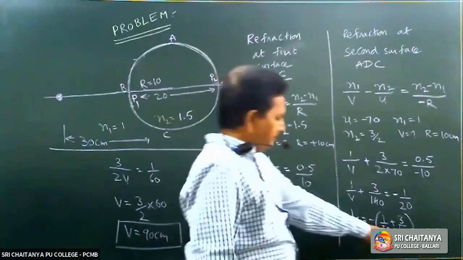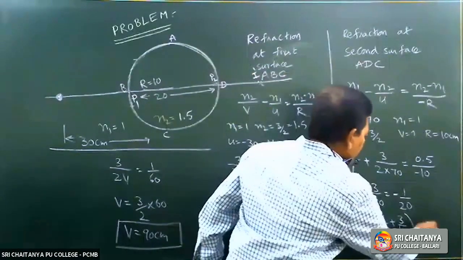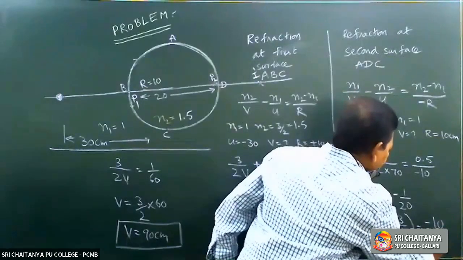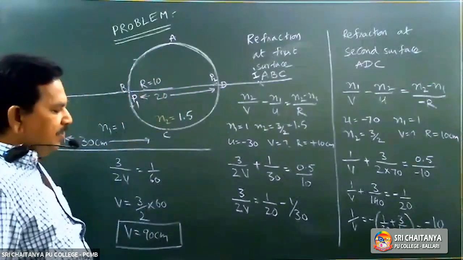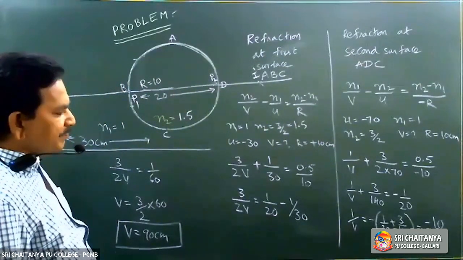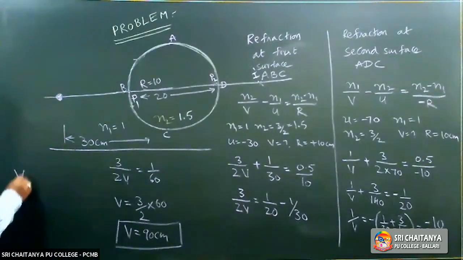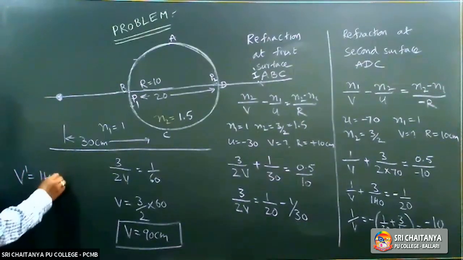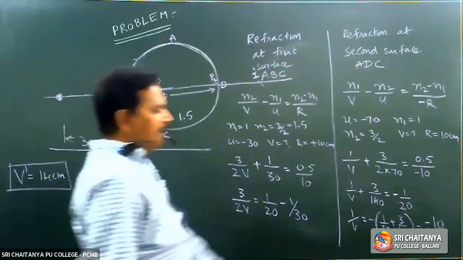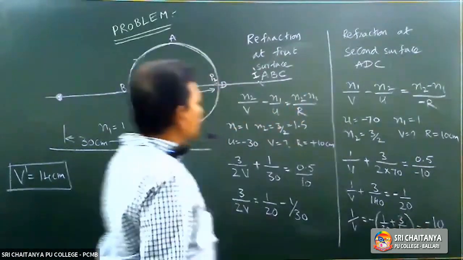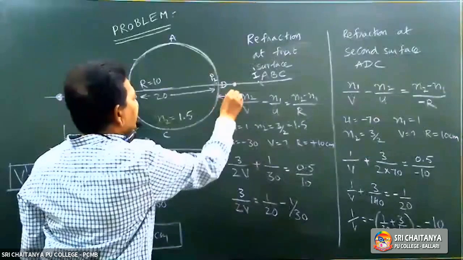LCM 140. Then what will I get? That is equal to minus 10 divided by 140. The 0 cancels. So V is equal to what? Final image, V is equal to 14 centimeters. Minus 14 or plus 14 did I get? Minus 14. So therefore, somewhere here from P2, 14 centimeters.